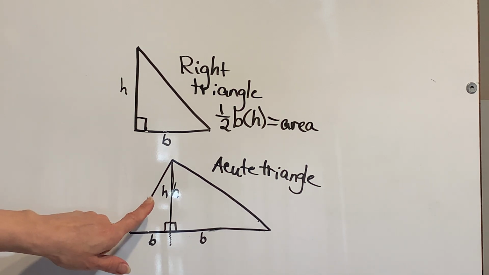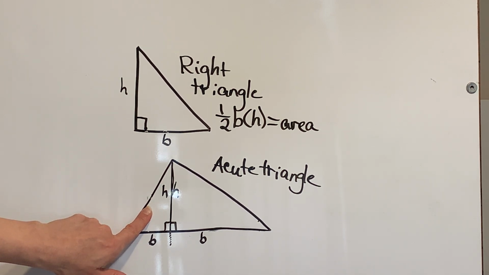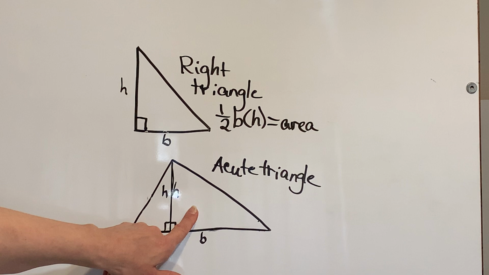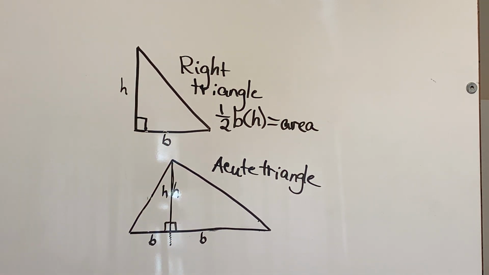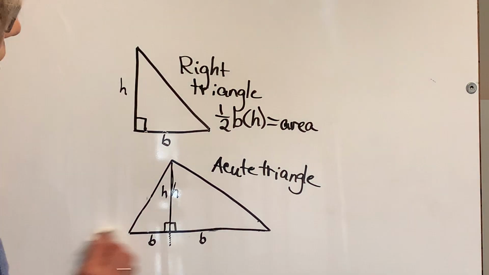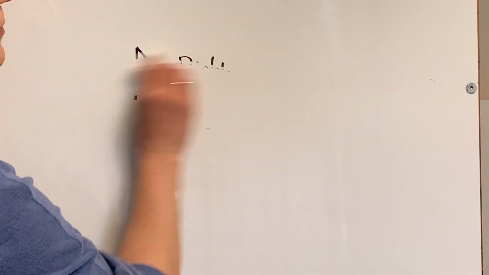So you're going to do half base times height here, half base times height here. The answer that you got for both of those, you're going to add them together and use that to find the area of the whole triangle. All right, so I hope that makes sense to you. We're going to be playing around with that, working with that some more.